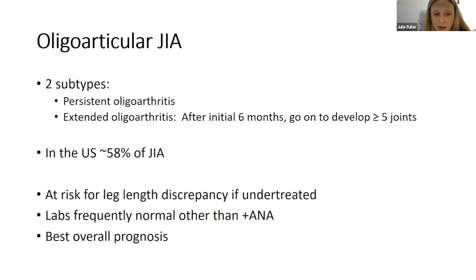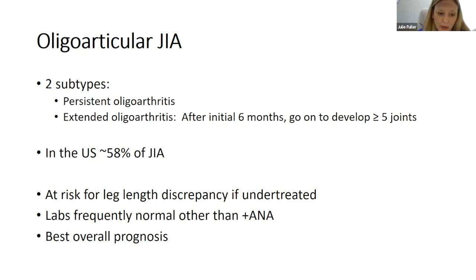Oligoarticular arthritis is the most common subtype of JIA in the United States, probably around 50 to 60%, but does vary in other parts of the world. So depending on where you are, it may be about 30% of childhood arthritis, with more patients having polyarticular presentation.